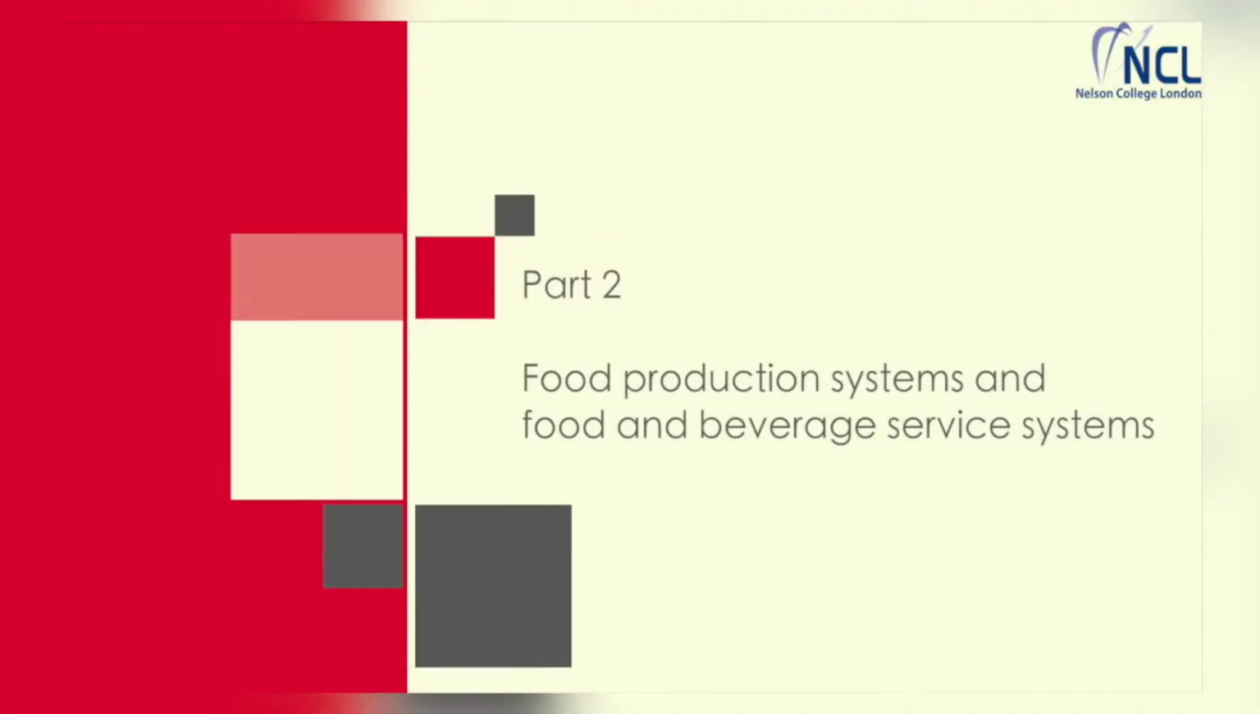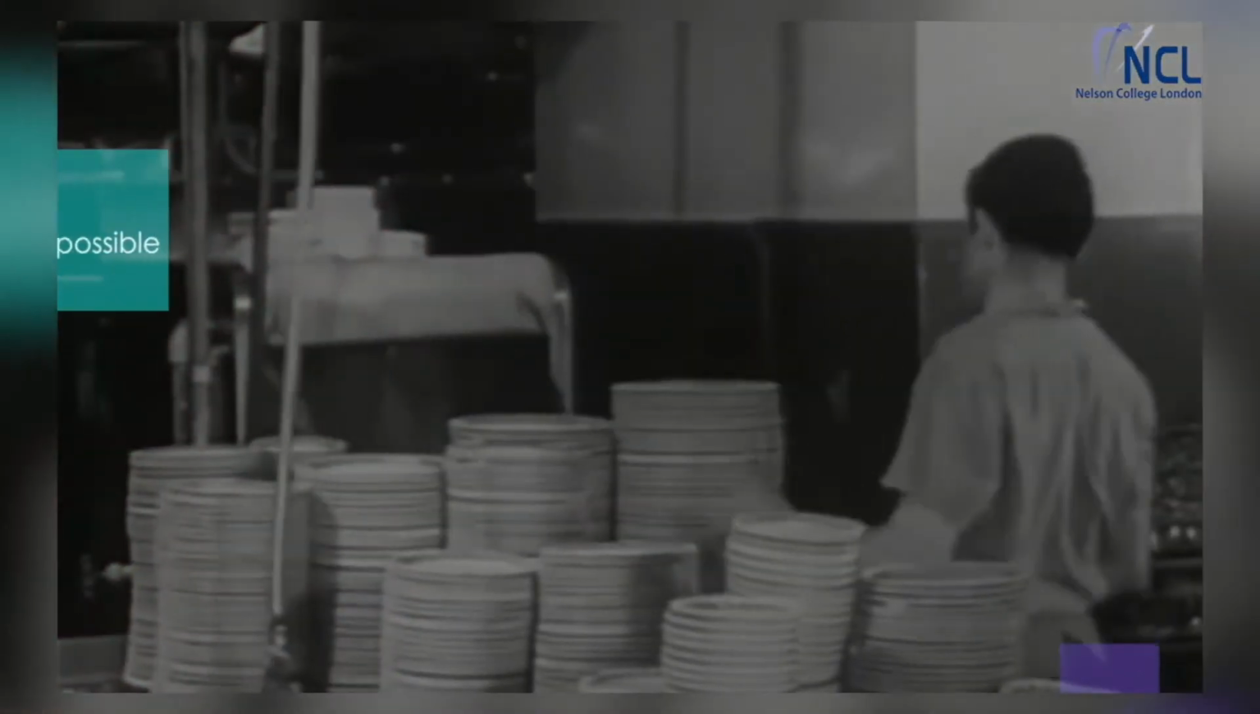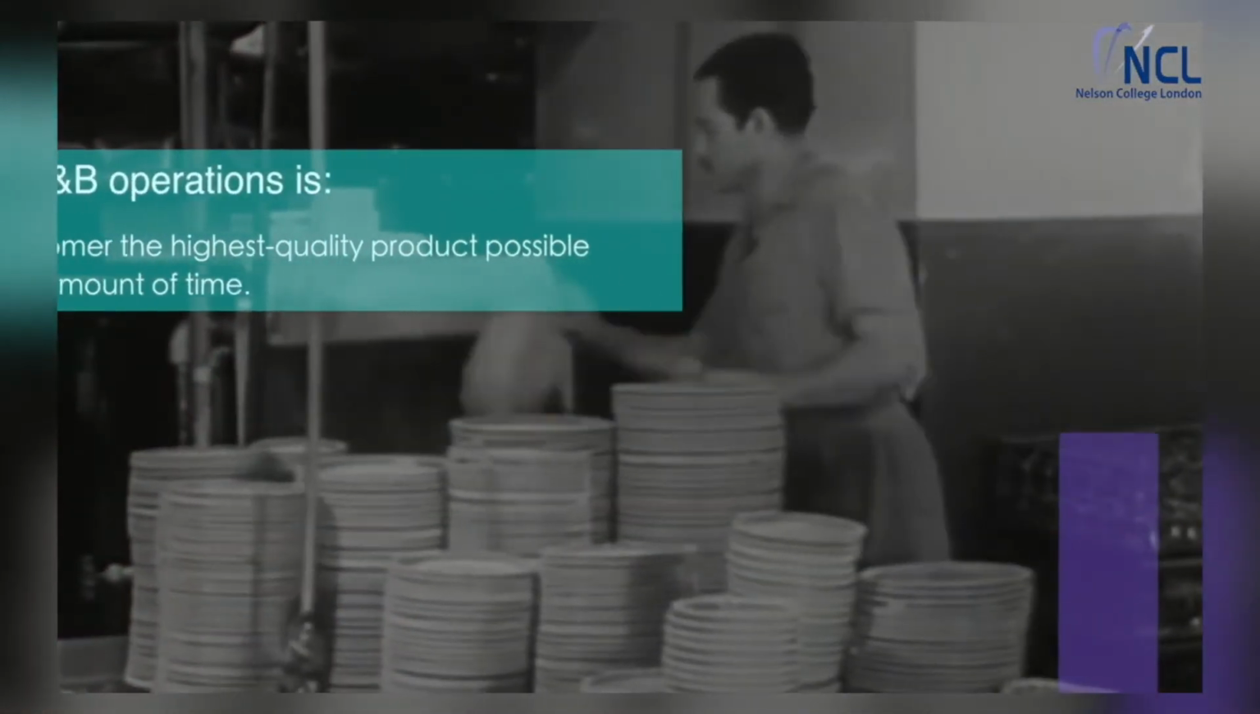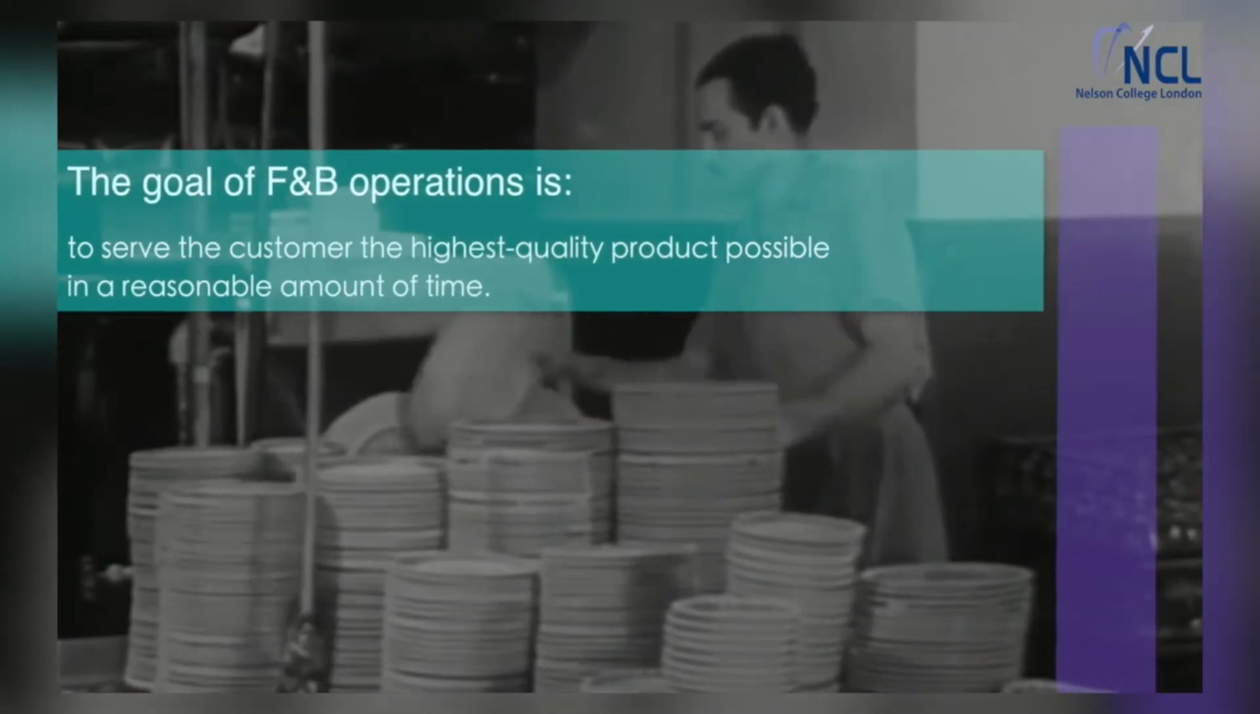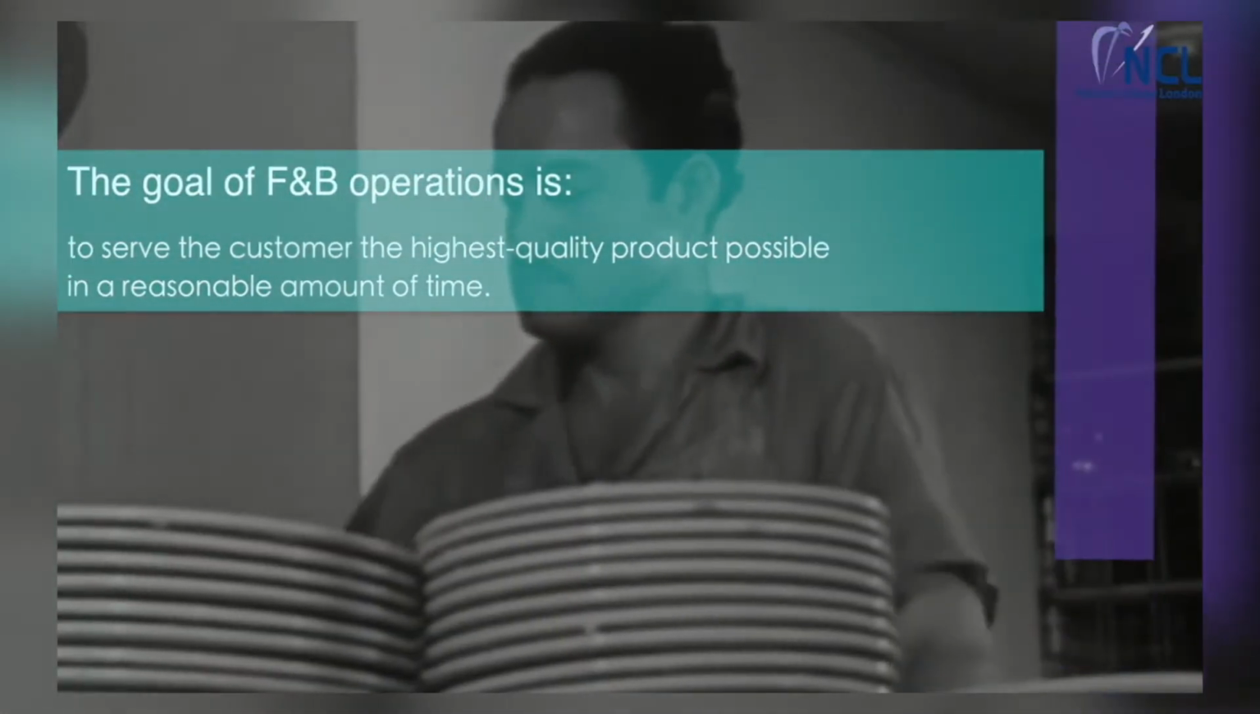Let's move on to part 2, food production systems and food and beverage service systems. So what is the goal of the food and beverage operations? It's to serve the customer the highest quality product possible in a reasonable amount of time.